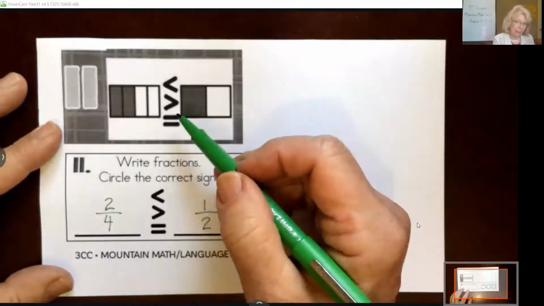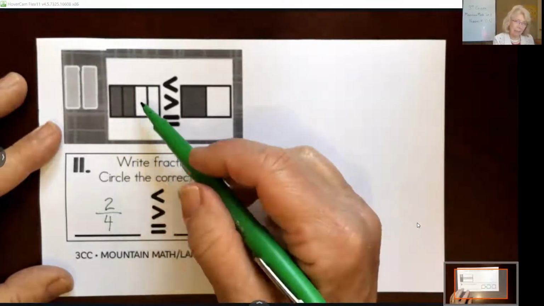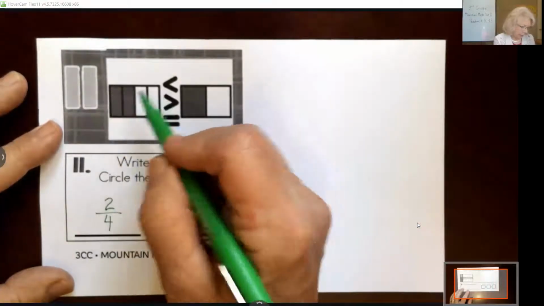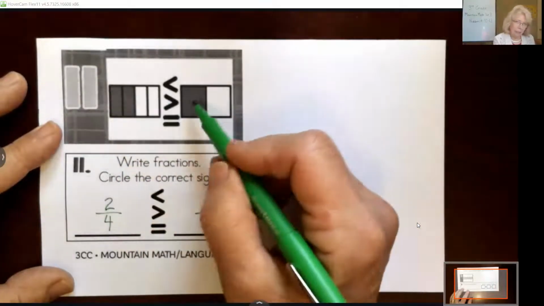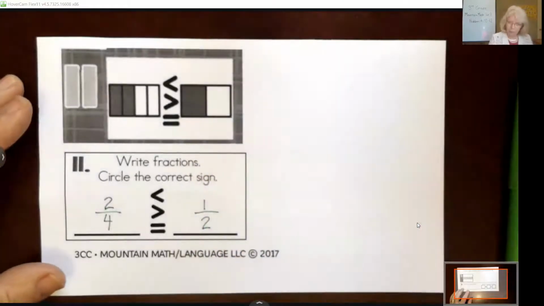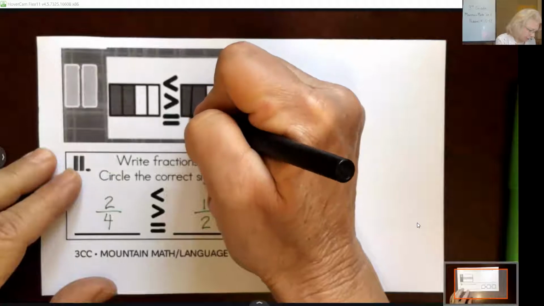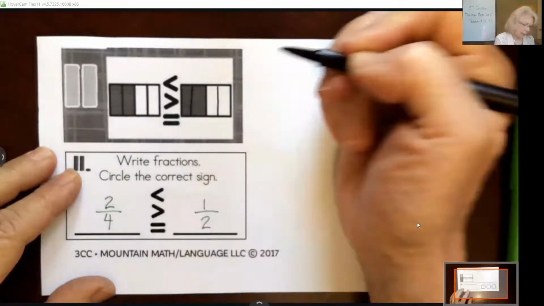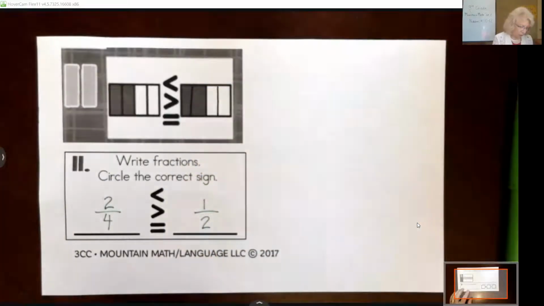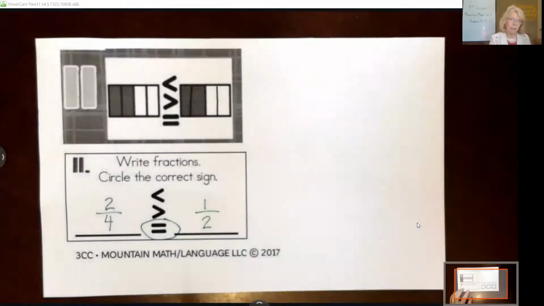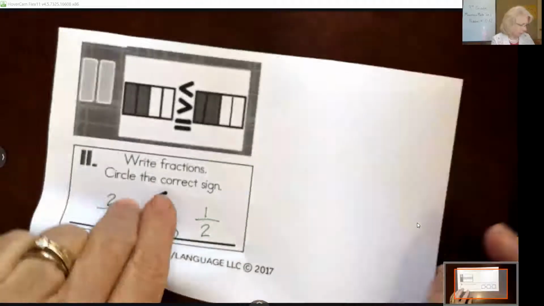So if you can see, if this was cake or a brownie or a candy bar, something like that, the person on the left got the same amount as the person on the right. It was just divided differently. So maybe you could see it if I put that in, and you would see now they look identical. So 2/4 is equal to 1/2 is the correct answer there. Okay, let's go on to number 12.